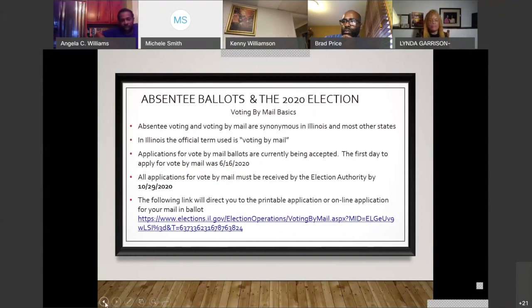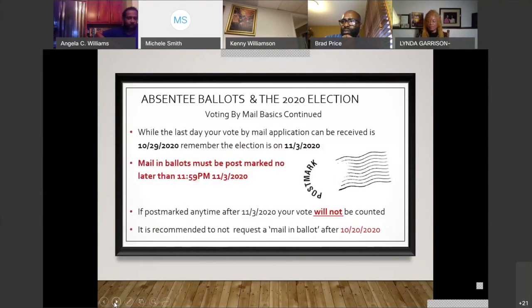You can go ahead and move on to the next slide now. While the last day your vote by mail application can be received is 10/29, remember, the election is on 11/3/20, which means that you get your application into the election authority on 10/29. That is a Thursday. They can turn around and get that in the mail to you on Friday, hopefully. And hopefully you would have it by Tuesday, the date of the election.